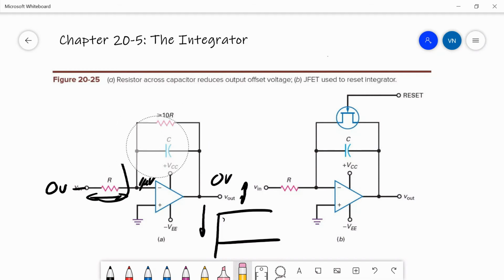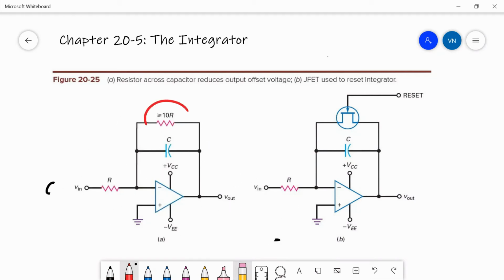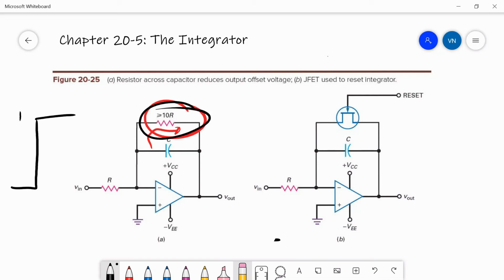And that's what this resistor up here is supposed to do. It's supposed to bleed off any little current that results from a non-perfect op-amp, and it keeps the capacitor at 0 until there's a significant voltage that comes in. If there's a big voltage that comes in, let's say from 0 to 1 volt, then this guy will not bleed off that fast, and you'll get the integrated output. So this is one way of doing it, is putting in a bleed resistor.